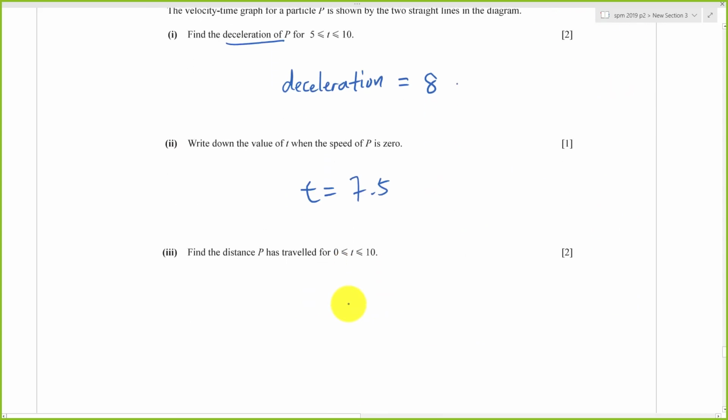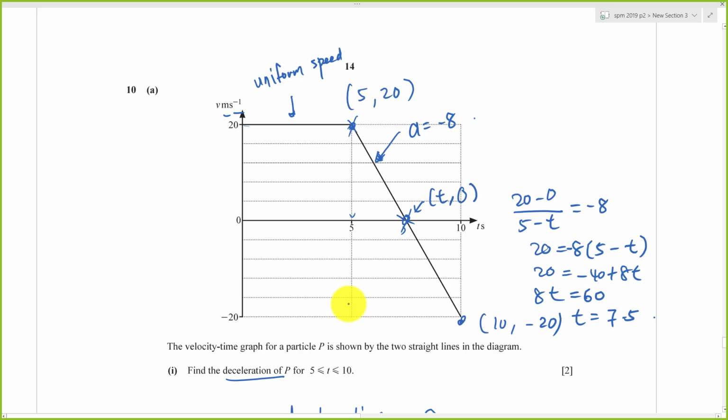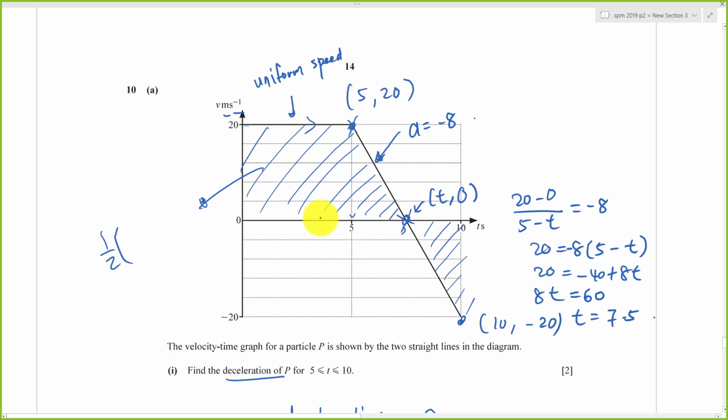Okay, next one, they ask you to find the distance P has traveled from 0 to 10. To get the distance from a velocity-time graph, you need to find the area. I need to find this area plus this area. So basically it's a trapezium plus a triangle. The trapezium here is half, these two lines are parallel lines, isn't it? So it's 5 plus 7.5, multiplied by the height, which is 20.